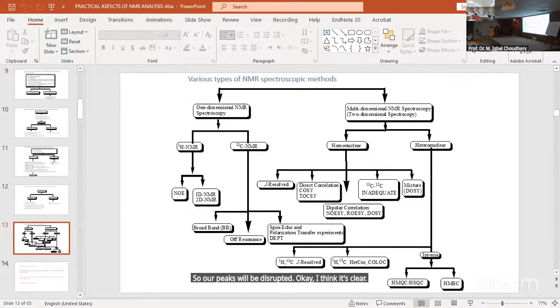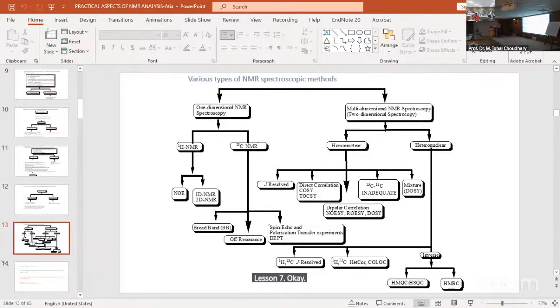Question number 7. I'm looking forward to NMR that will analyze compound and also provide structure. Yes, sure, inshallah. Question number 7, first, you asked something?